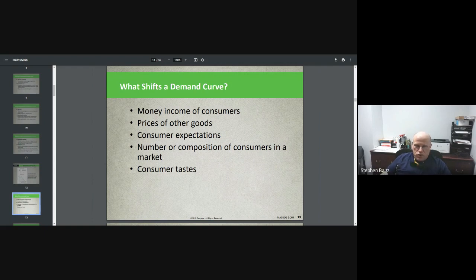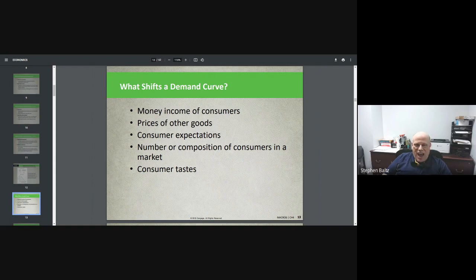Also, the composition of consumers in the market plays a factor in demand for goods. For example, if your particular good is marketed to a particular age group or a particular gender or a particular area of the country, and the composition of consumers in your market with that characteristic, whether it's demographic or whatever it is, changes so that you have either more consumers in your target market or less, then that's going to also shift your demand curve.